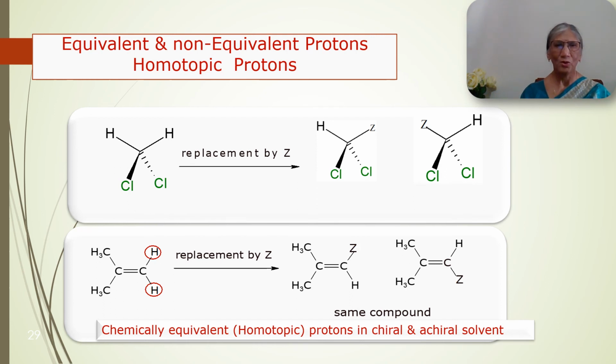Similarly, in this compound, that is 2-methylpropene, the two protons which are encircled are replaced by Z, and they produce identical compounds. Therefore, these two protons are also identical. Methyl protons are different from the vinyl protons. So this compound, 2-methyl-1-propene, will give two signals, one due to the 6 equivalent methyl protons and another because of the 2 equivalent vinyl protons.